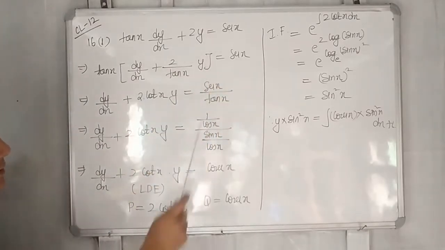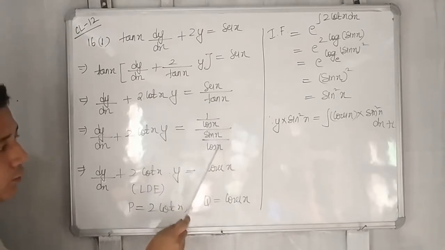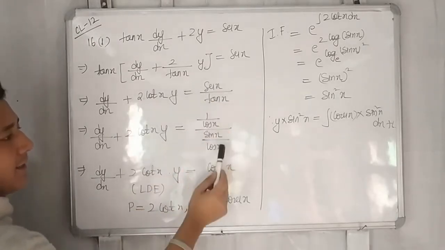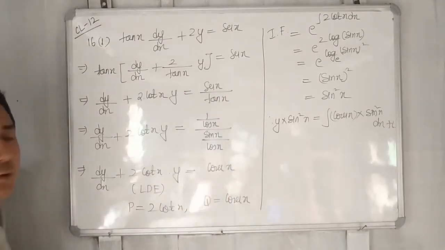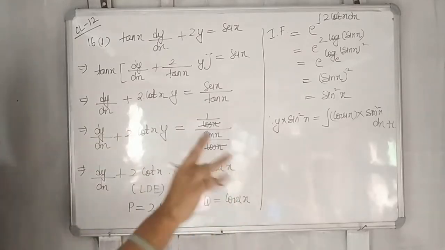Now sec means 1 by cos, and tan means sin by cos. So what happens here is sec is 1 by cos, tan is sin by cos. I can cancel cos and cos. So cos x gets cancelled out.